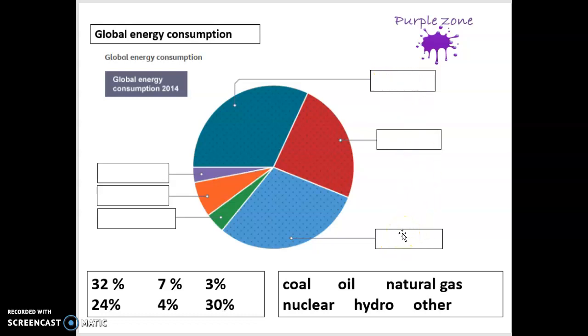Which energy resources are going into our pie chart here? Okay, so have a little think about that, and then we'll have a look at the answers on the next slide. Off you go.